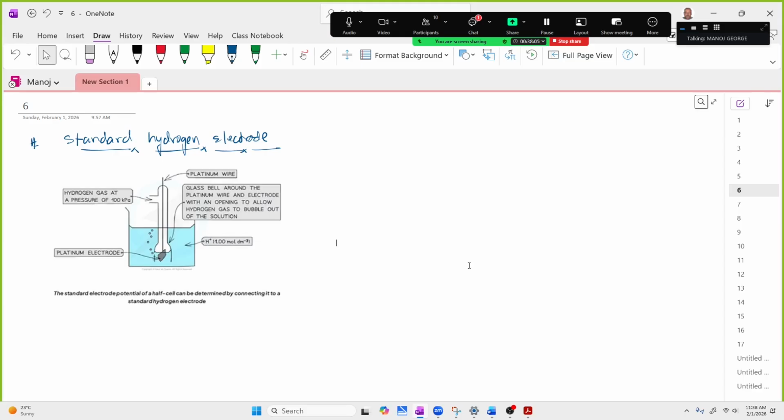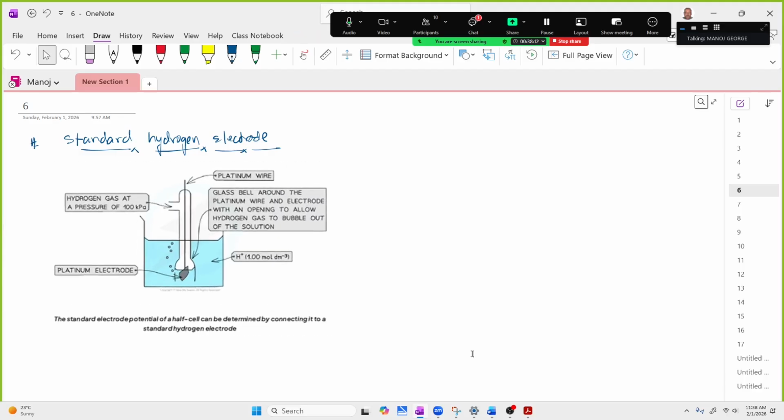Okay, a typical standard hydrogen electrode. So SHE, this basically is our reference half cell. Okay, we're going to compare. This is a half cell. Remember, an electrochemical cell is made up of two half cells. So this is a half cell.